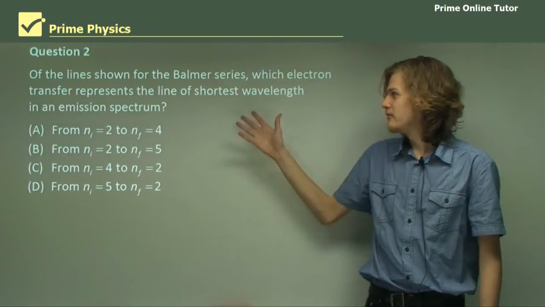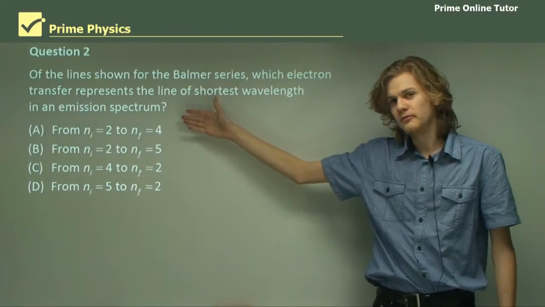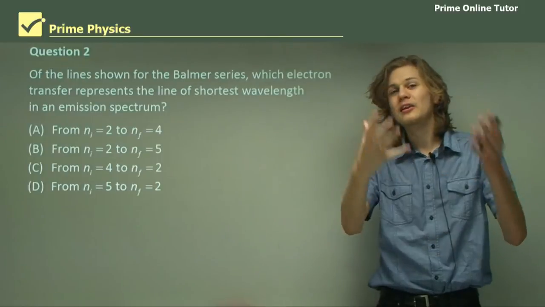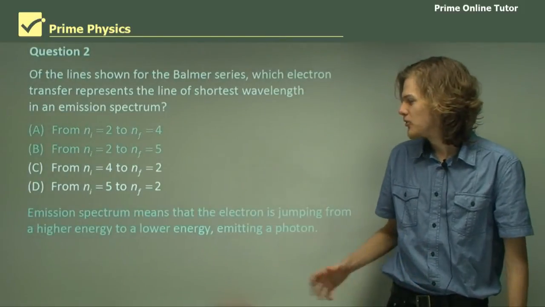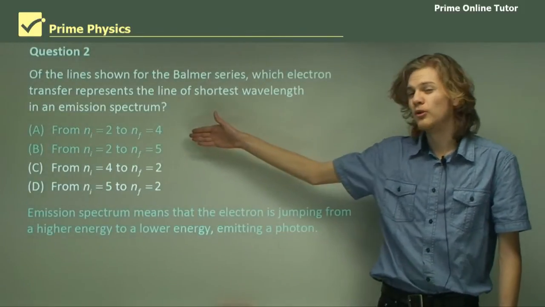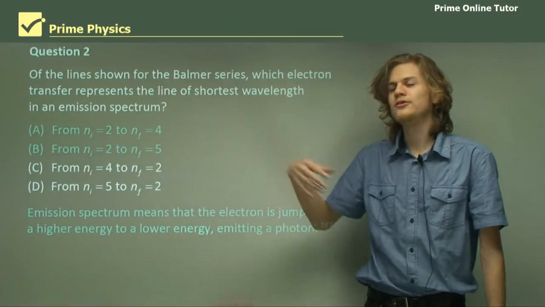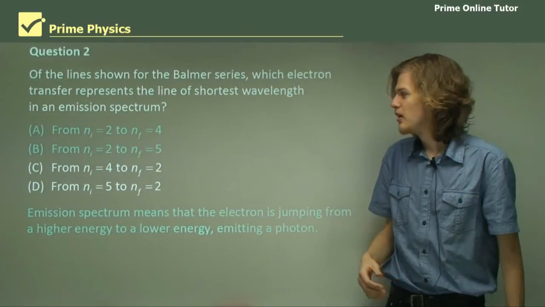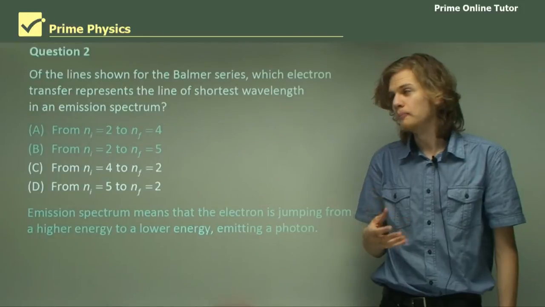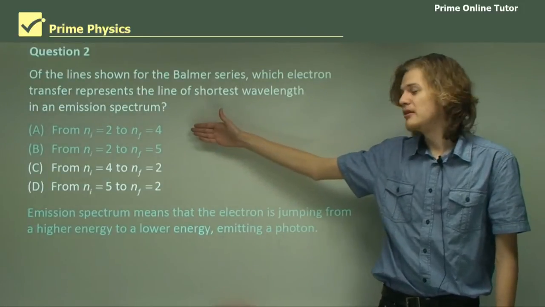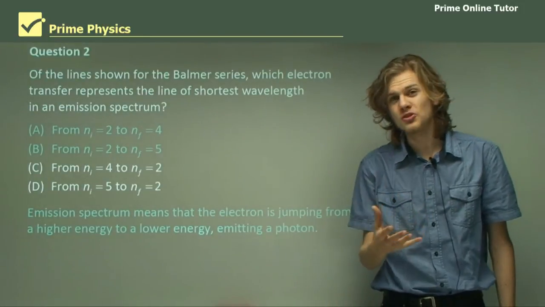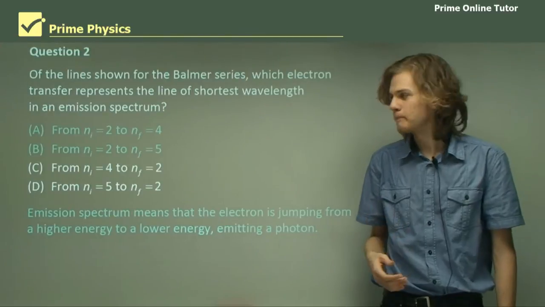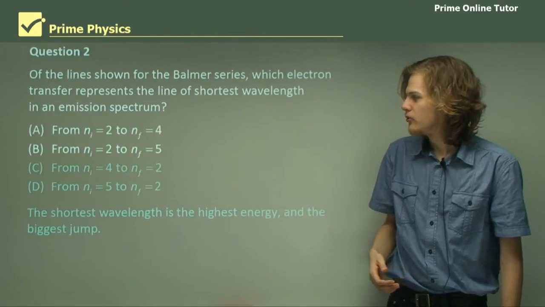Now if we think about emission spectra, we need to be releasing energy. And so that means that we need to jump not from a low level to a high level, because that would mean absorbing energy, but from a high energy to a lower level. So that means that A and B are both incorrect because they're about absorption spectra and not emission spectra. So let's look at C and D.